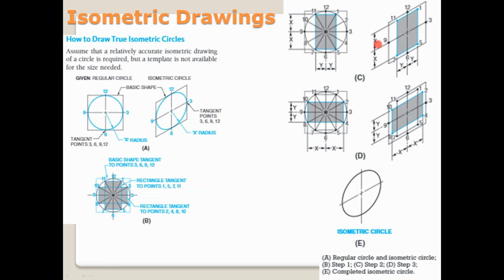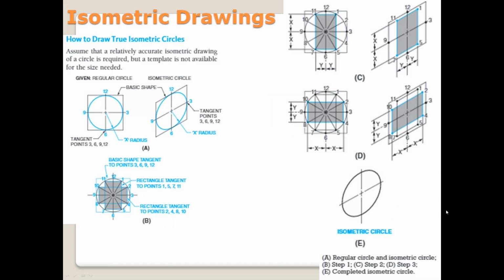So distance x to the same distance here, same distance here. And the rectangle, same size, whatever the distance here, yy, transfer the distance onto here, yy. Once you finish the vertical rectangle and your horizontal rectangle, now you can just use a circle template and fill that ellipse, and that will be the completed isometric circle.